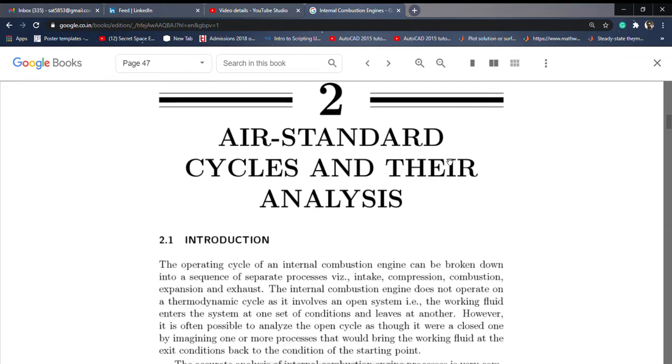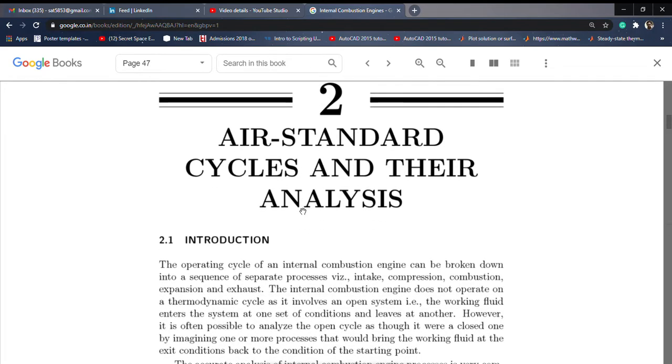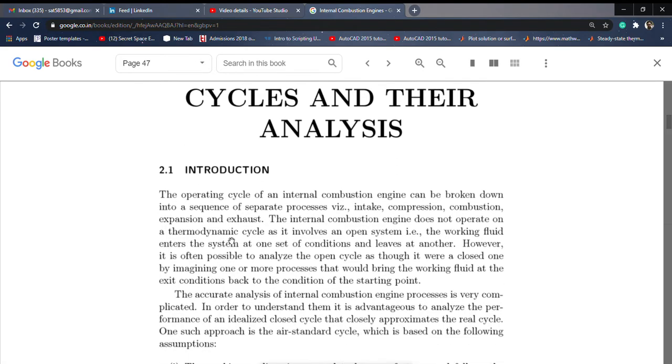Today we will start with the next topic, that is air standard cycles and their analysis. This topic is for the comparison of internal combustion engine cycles. The main purpose of this topic is to analyze the internal combustion engine cycles: the Otto cycle, diesel cycle, and dual cycle. So first we will start with the introduction.